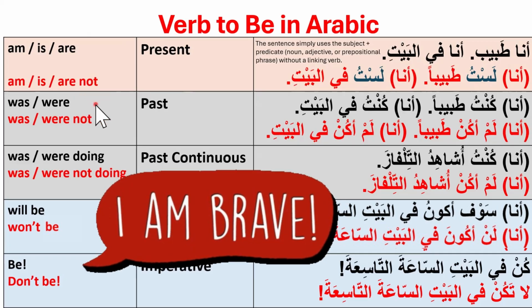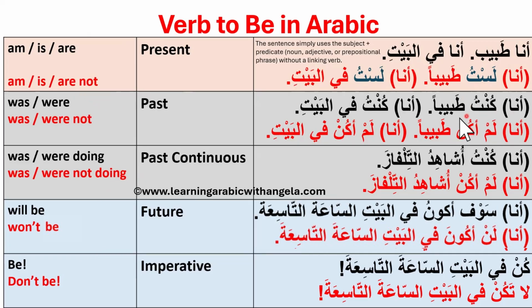In the past tense, was or were. أنا كنت طبيبا or كنت طبيبا without أنا. So anytime you see that in brackets, that means you can get rid of it because the verb already tells us the pronoun in Arabic. أنا كنت في البيت or كنت في البيت. If you were to negate was or were not, you say أنا لم أكن طبيبا, أنا لم أكن في البيت. I was not a doctor. I was not at home.